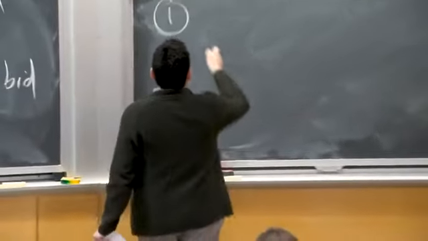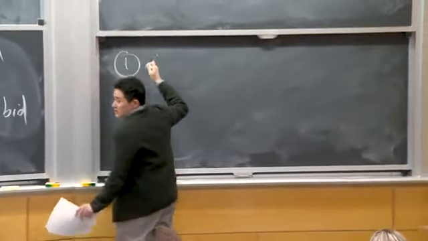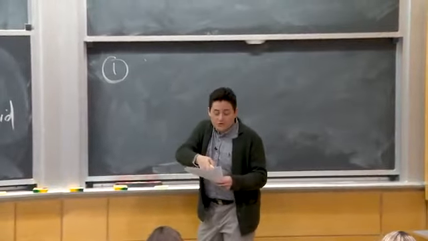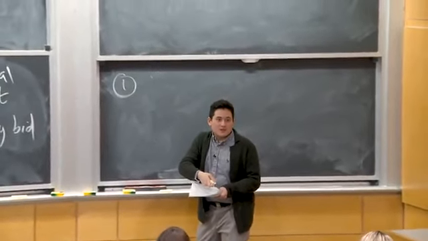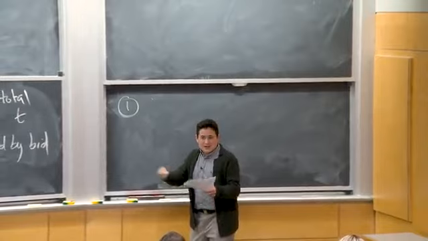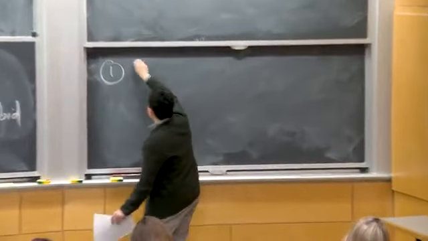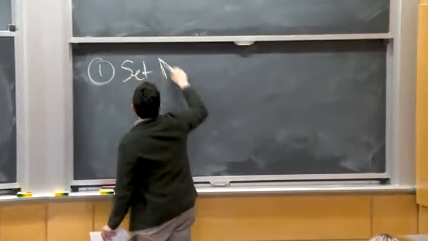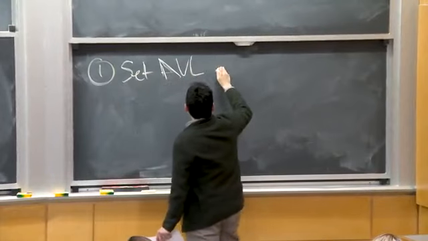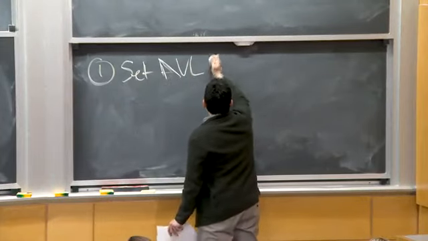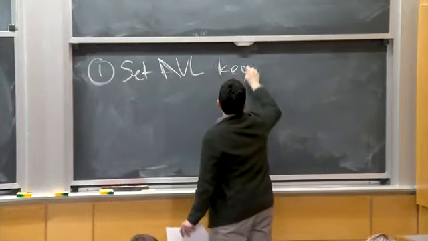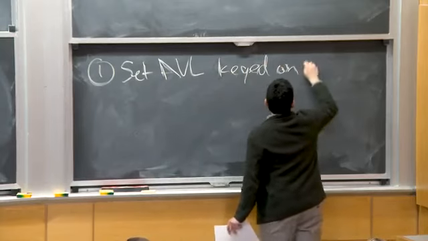So I'm going to have a dictionary, or here I'm looking for worst case log n time. So I'm going to skip the dictionary abstraction and go straight for the set AVL, keyed on receivers.